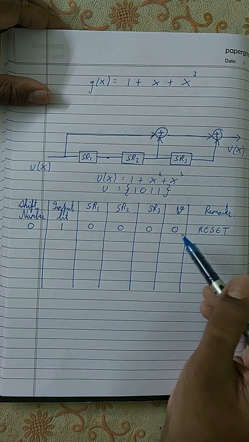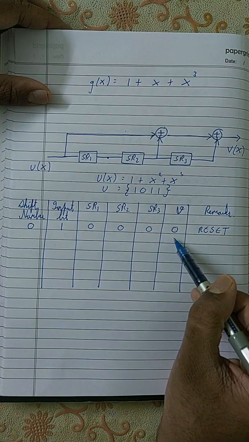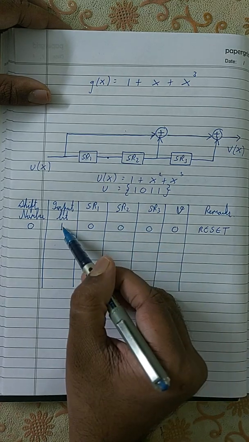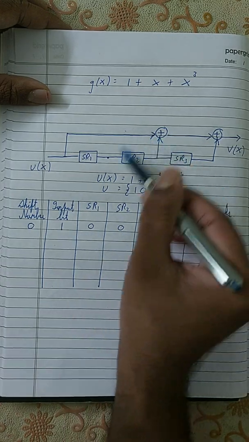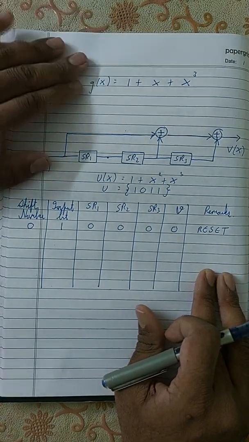If you want to write the output value, you need to add SR3 plus SR2 plus the input bit. Remember that: SR3 plus SR2 plus input bit. That is the working of this circuit, okay? So that's how we explain the circuit.